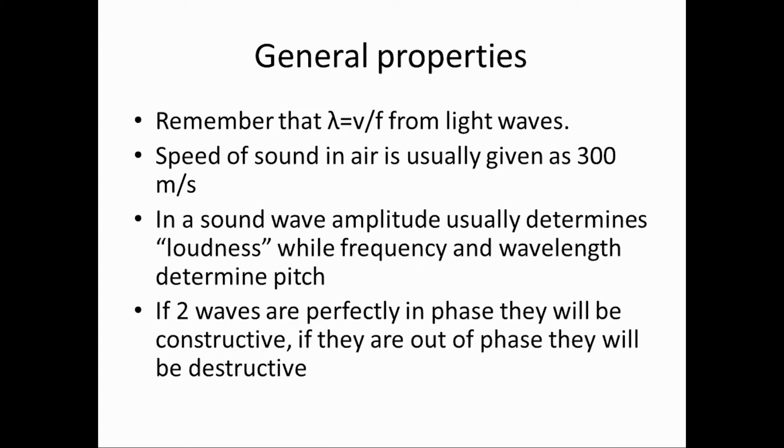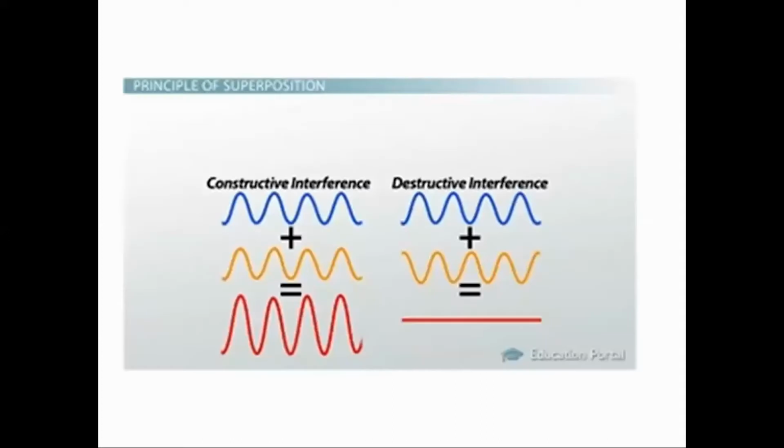Another thing which we didn't really cover in light, but is important here, is in phase and out of phase, destructive and constructive interference. If two waves are perfectly in phase, they will be constructive. If two waves are perfectly out of phase, they'll be perfectly destructive. Here's what this means. And sorry, let me annotate.